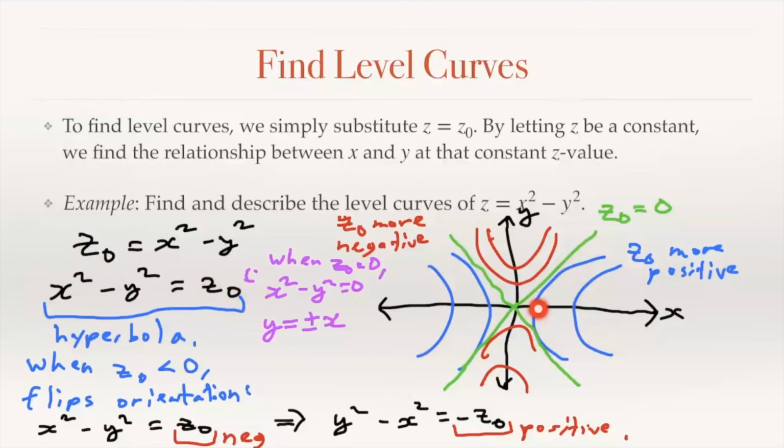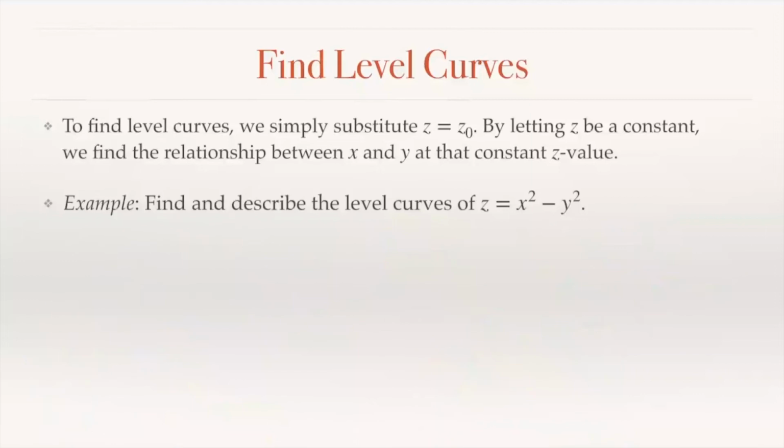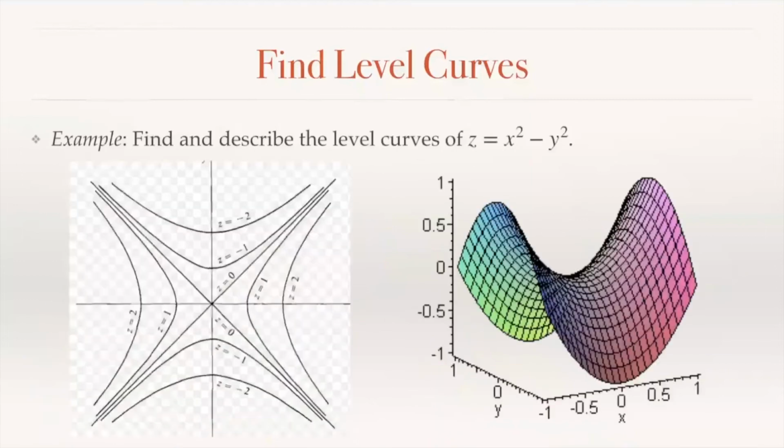If I said parabolas, I meant to say hyperbolas. And when z naught is negative, then those hyperbolas flip directions. And now the more negative z naught is, then the farther apart those hyperbolas get. So our level curves look something like that. Here is a better picture of them. And then from that, we can piece together what the surface looks like. And just as before, it's a hyperbolic paraboloid.